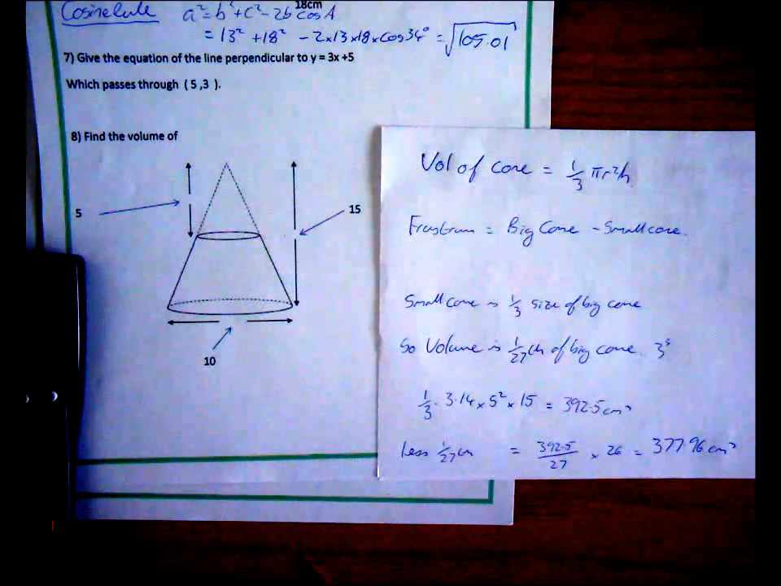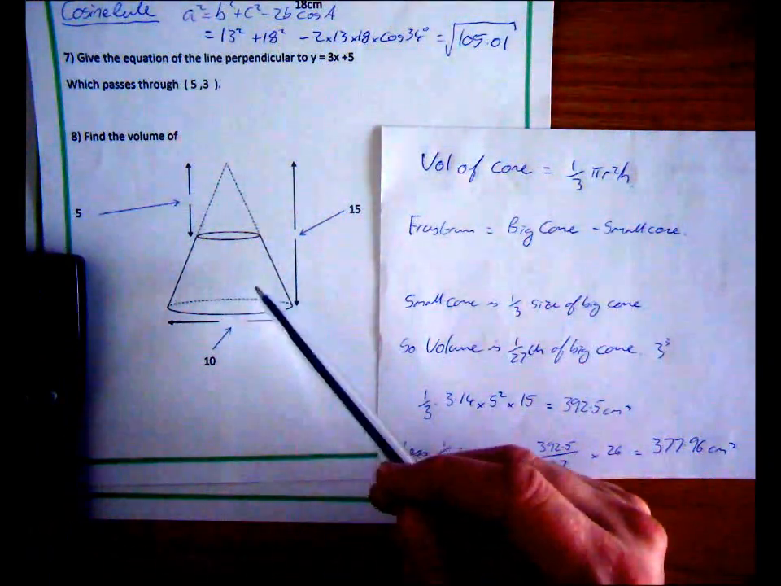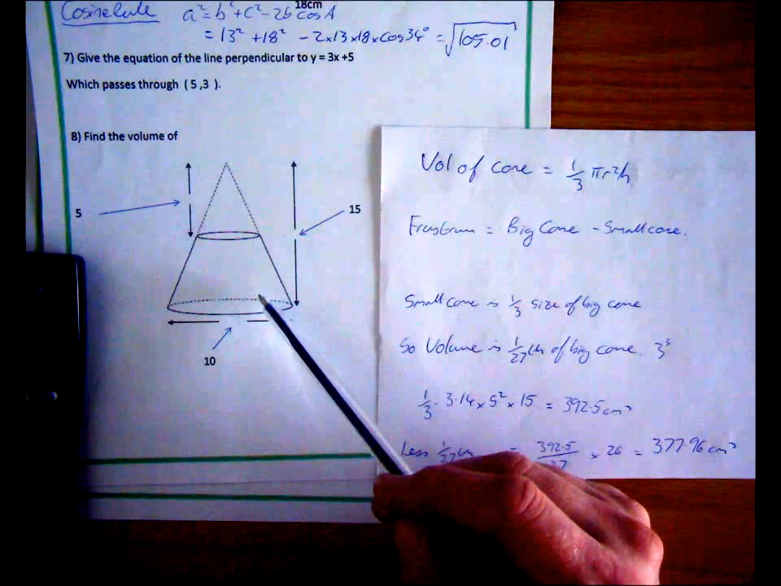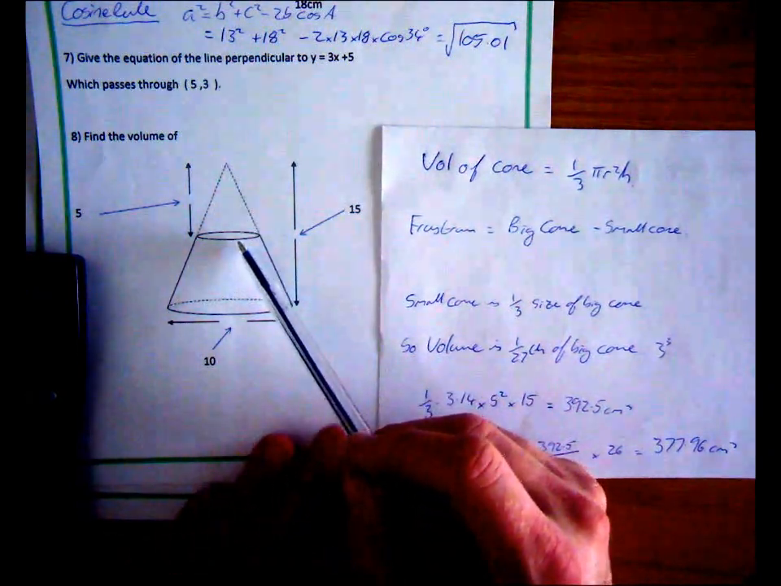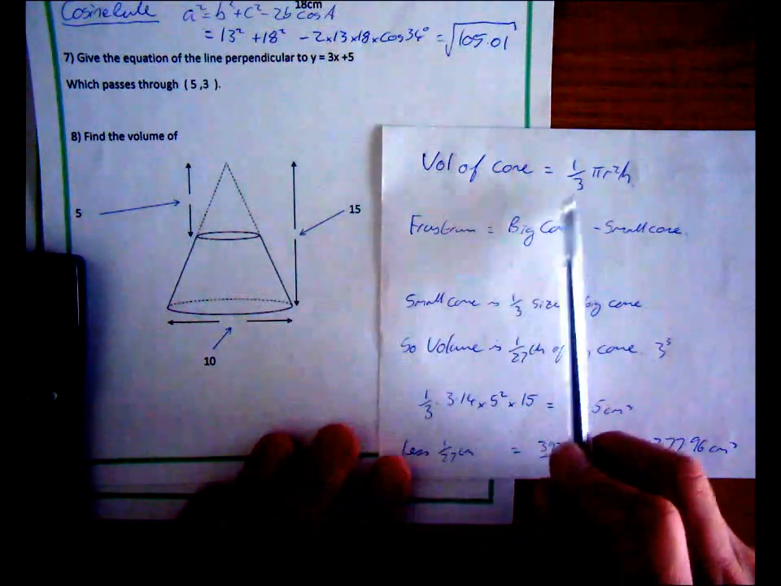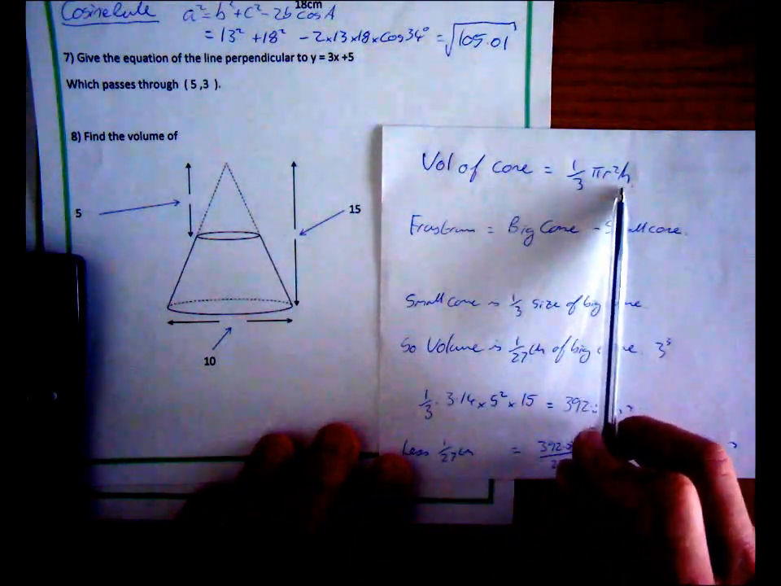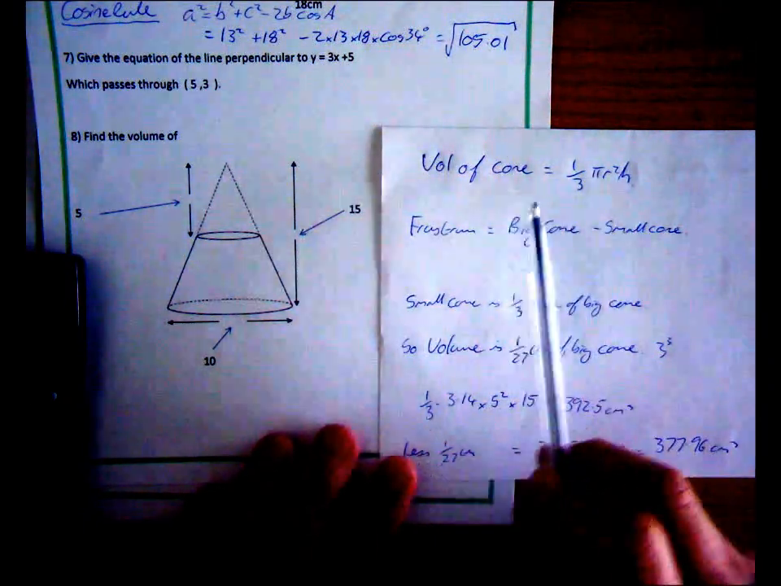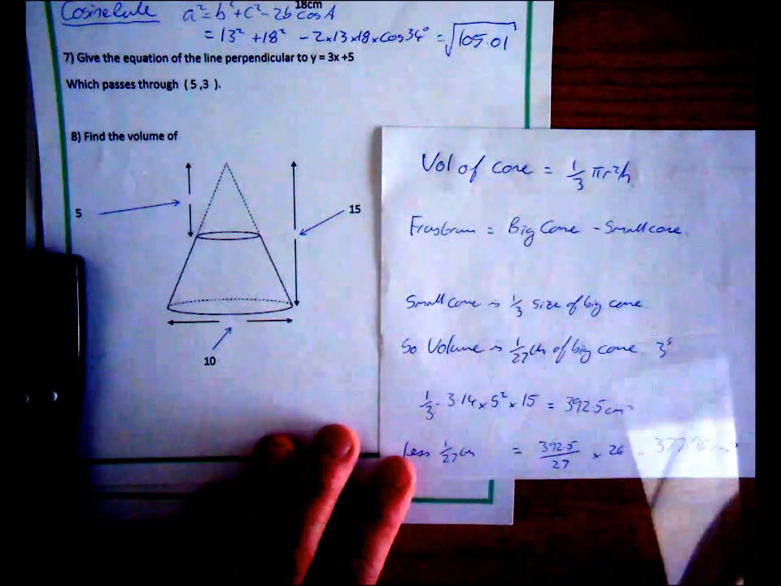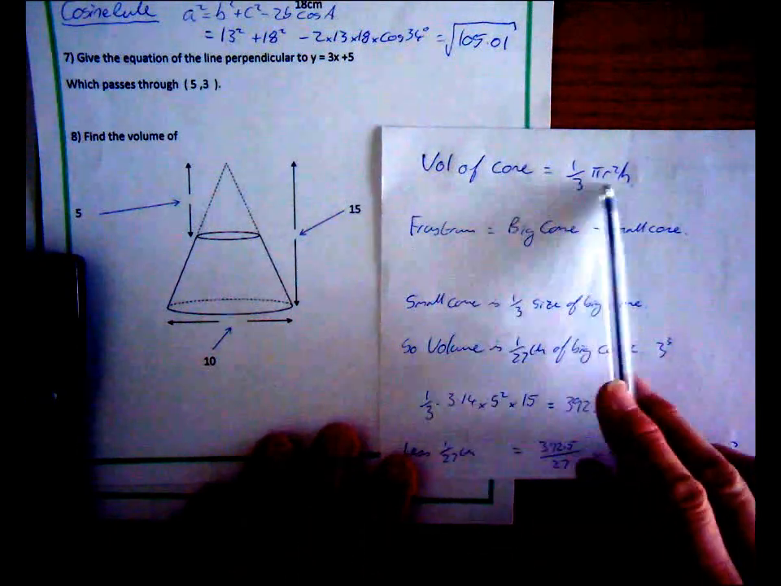Question 8, you've got to find the volume of this shape here. That's called a frustum. It's actually a big cone with a smaller cone chopped off the top. The formula for the volume of a cone is 1/3 pi r squared h. Pi r squared h is the volume of a cylinder, and a cone occupies 1/3 of the volume of a cylinder. That's how you can remember it.